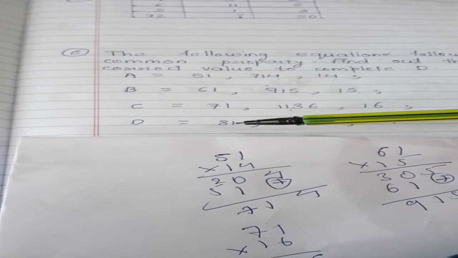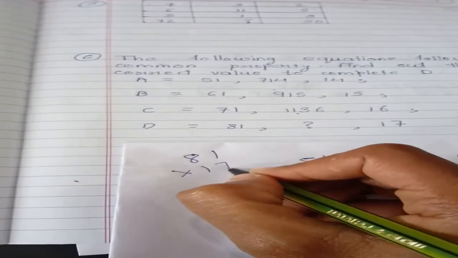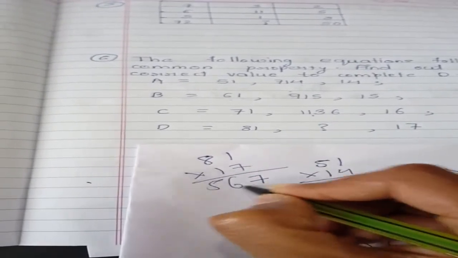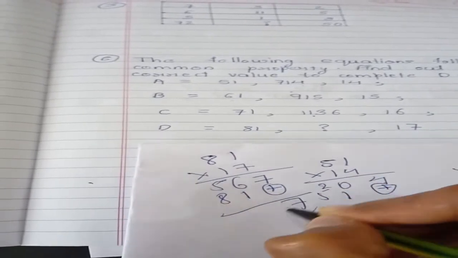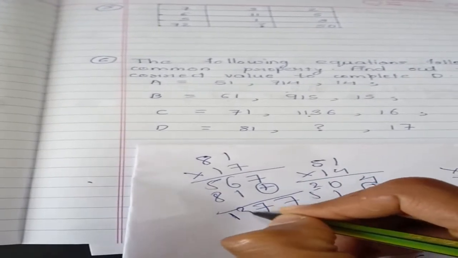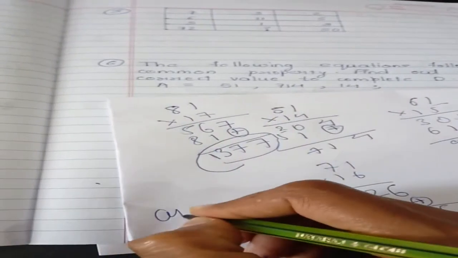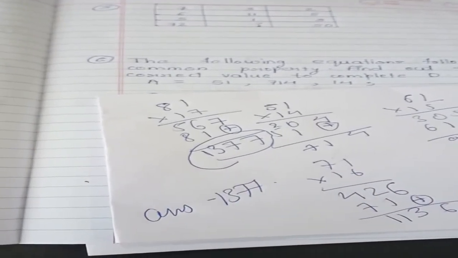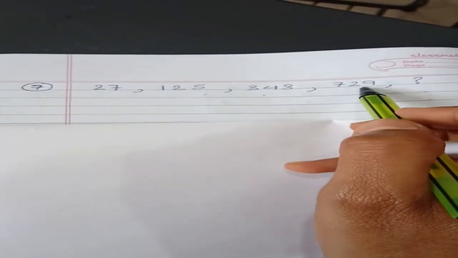The same property is followed by D as well. So what the entry should be here is nothing but 81 into 17. What are we going to get here? 7 eights are 56, plus 1, 7, 7. 8 plus 5 is how much? So what is the answer? 1377. So therefore the answer is 77.